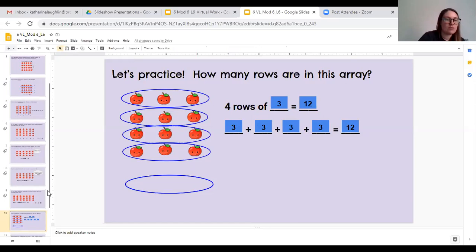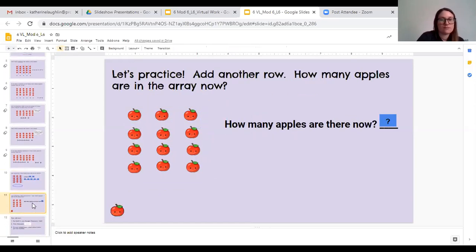Let's look at one more practice problem here. We're going to add another row to this array. Then we're going to find out how many apples are in the array after we add that row. So down here, I've got my extra apples. Remember, rows go left to right or horizontal. So I'm going to add 1, 2, 3, because the rows go this way. So I have to add another one. So I have 1, 2, 3, 4, 5 rows, and there are 3 apples in each row.